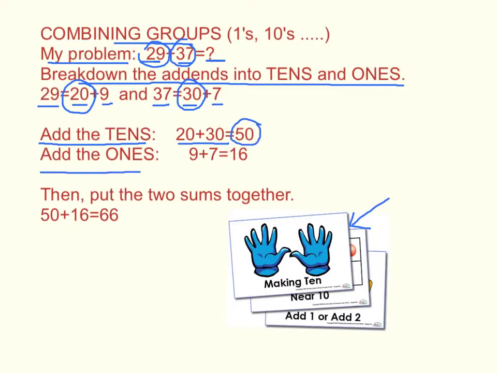Then add the ones, that's the 9 plus the 7, and 9 plus 7 is 16. And then put the two sums together. 50 plus 16, and this is mental math. 50 plus 16 equals 66.